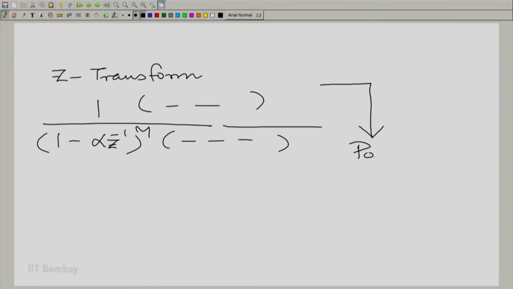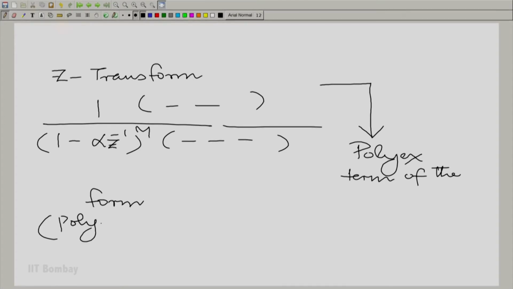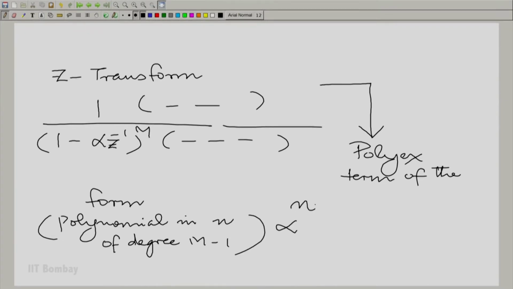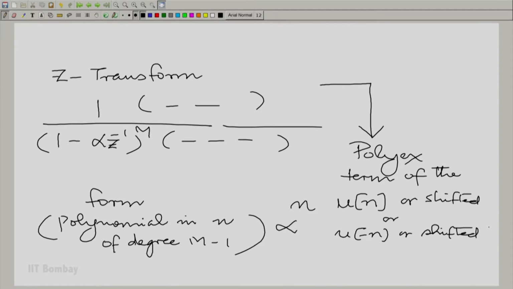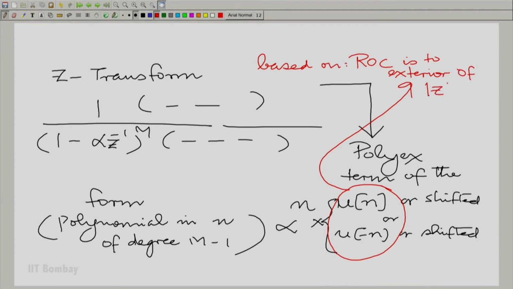On inversion, this would give you a poly x term of the form a polynomial in n of degree m minus 1 multiplied by alpha raised to the power of n, and again you have u[n] or a shifted version of this, or u[minus n] or a shifted version of this, and this time the choice between u[n] and u[minus n] is based on whether the region of convergence is to the exterior or the interior.